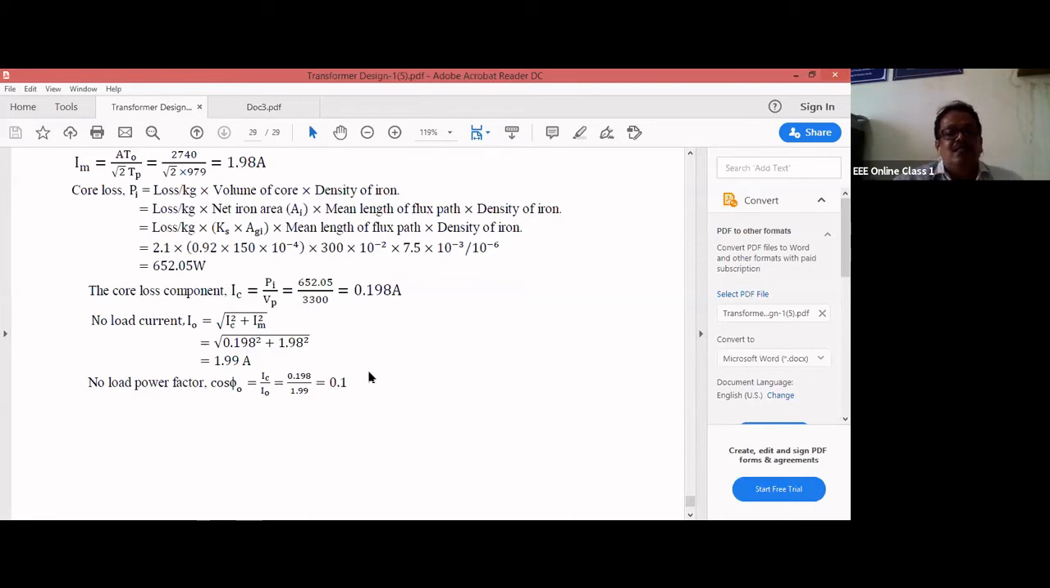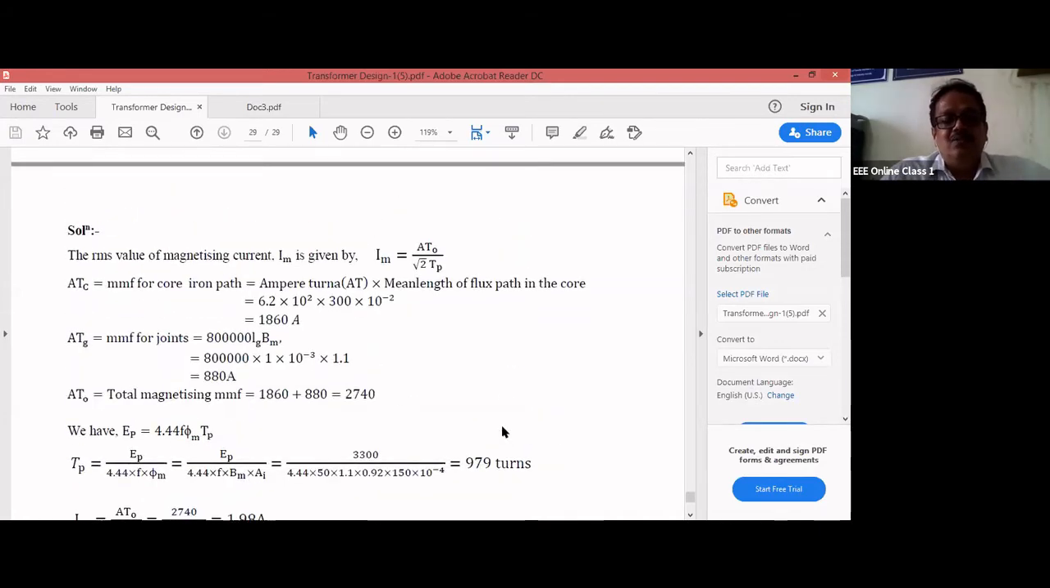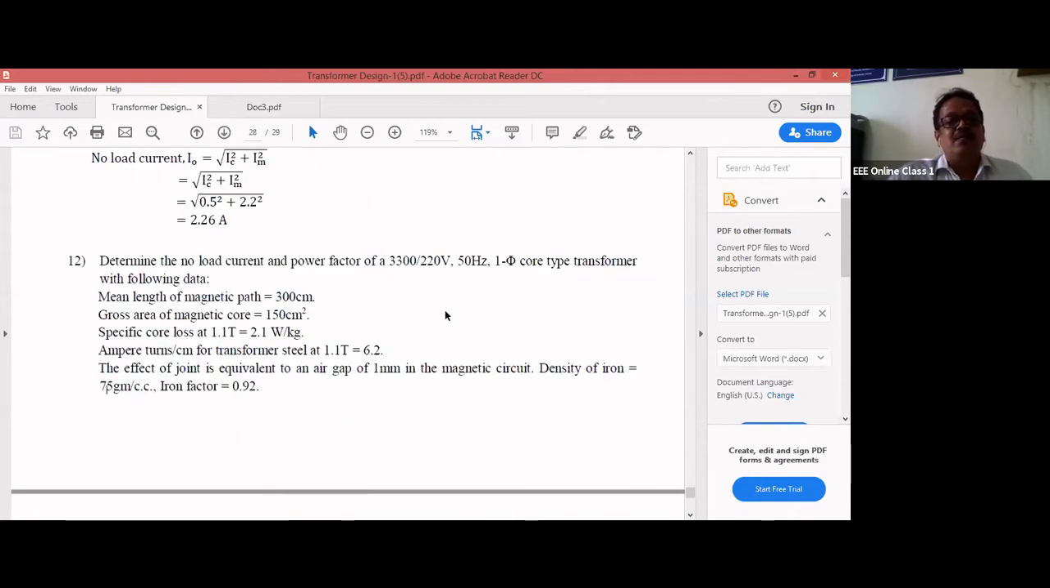So the power factor is 0.1. Normally this is not the actual power factor for a transformer; it is very low, around 0.2. These are the usual steps of solving problems based on the data given. Clearly analyze the data given, and see whether it is given in centimeter or meter, and convert into meter.